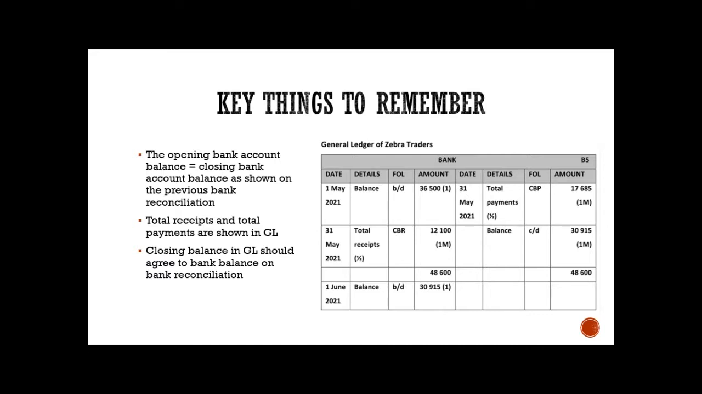And then this closing balance should agree to what's on your bank recon. You actually get a method mark for transferring what you've calculated here to your bank recon. You get a method mark for that.